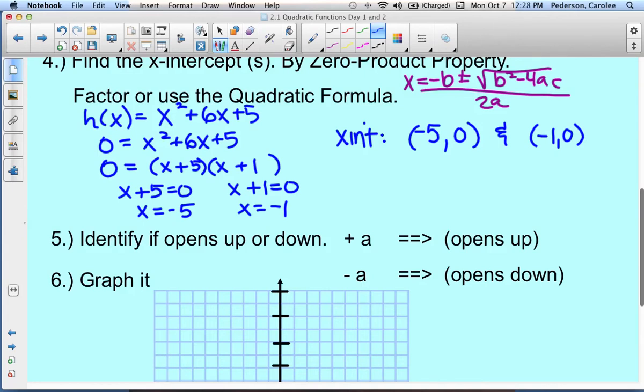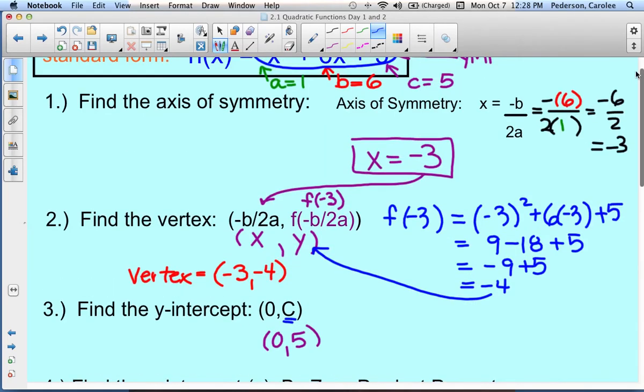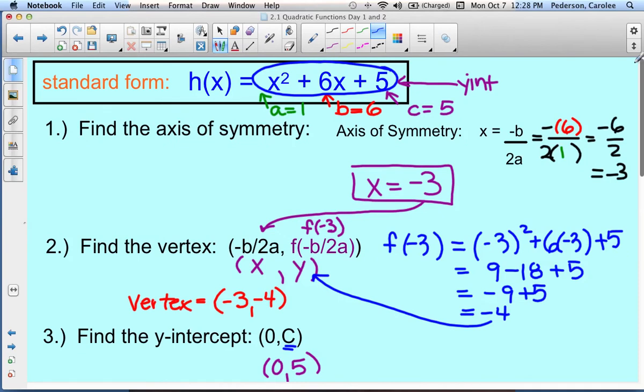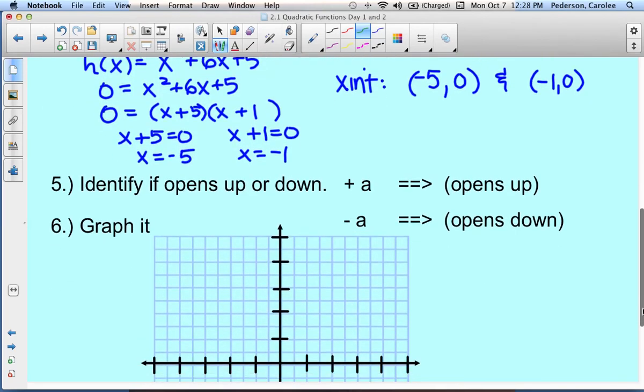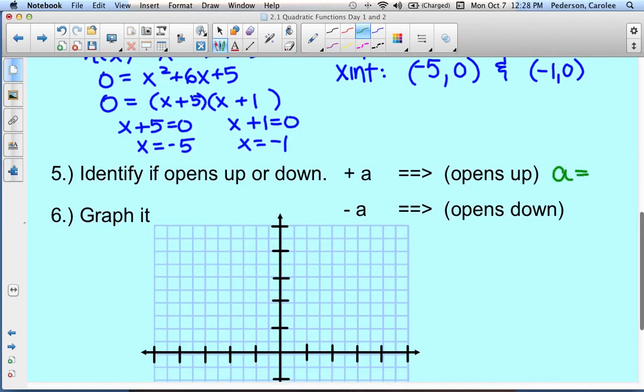Step 5 is to identify, does this parabola open up or down? We're looking for the leading coefficient, the a value. So let's go back up to the problem. In the green, our a value is 1. And that's a positive number. So that's telling us our graph is going to open up. Our a value was a positive 1, so it's going to open up. Now let's go ahead and put everything together and graph it on a coordinate plane.